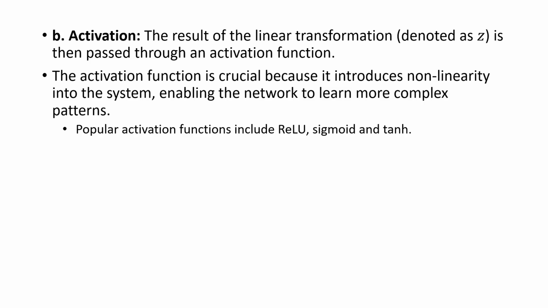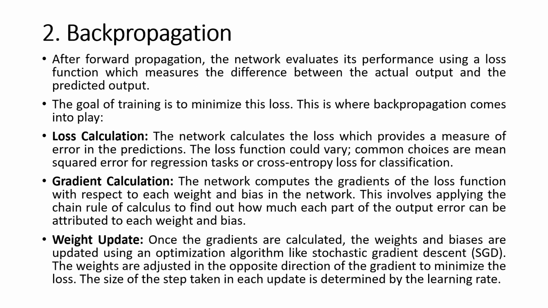Second one is the activation function. After performing this linear transformation, we apply an activation function. The result of the linear transformation is then passed to an activation function. It introduces some non-linearity into the system. Based upon your task, you can apply different activation functions. We'll look into what the activation functions are. That is what is happening in the first step, forward propagation.